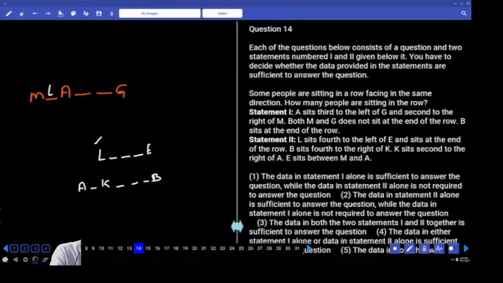Now E is in between M and A, E is here. Then L is 4 places to the left of E, 1, 2, 3. L is here. Now L is at one of the extremes of the row, isn't it? L is at the left extreme. And at the same time A is here and K is here. And if K is here, there are 3 persons in between K and B. 1, 2, 3, B is at this place. And E sits in between M and A. Are you getting the answer or not? And this is the final arrangement. By combining statements 1 and 2, I have got the answer. And so both 1 and 2, that is choice 3.